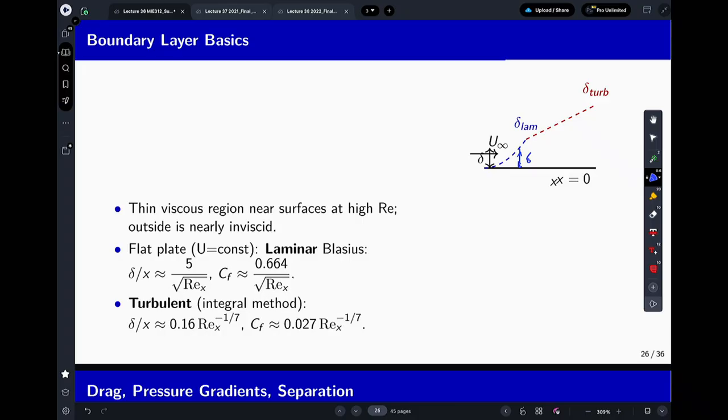And the growth rate of one versus the other for a constant flow rate over a flat plate. For laminar Blasius solutions, delta is 5 over square root Reynolds number x, and the coefficient of friction is 0.664 over square root Reynolds number x. For turbulent flow, again, remember, Blasius is an exact solution. You can go through all of the effort to solve it. Turbulence, you're going to have to play a few games.